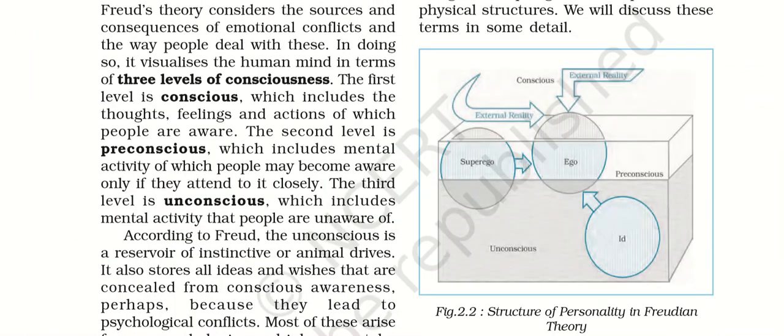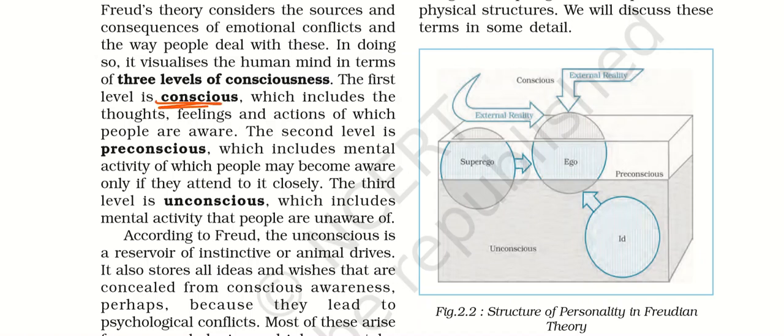So, Freud basically talked about a lot of things. What he said initially was to consider the consequences of emotional conflict and the way people deal with things, which is the core of everything he focused on. In doing so, he visualizes the human mind in terms of three levels of consciousness. First is your consciousness, then your pre-consciousness, and your unconsciousness.